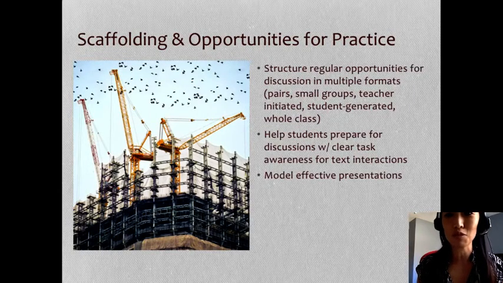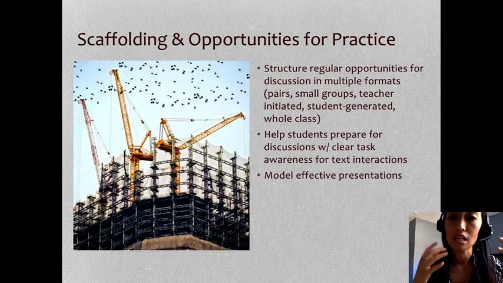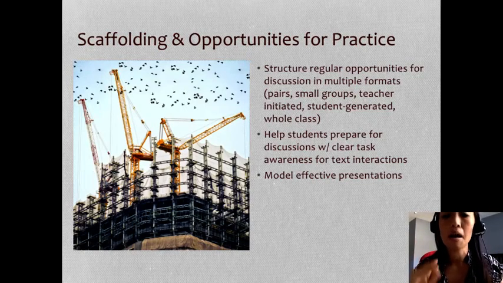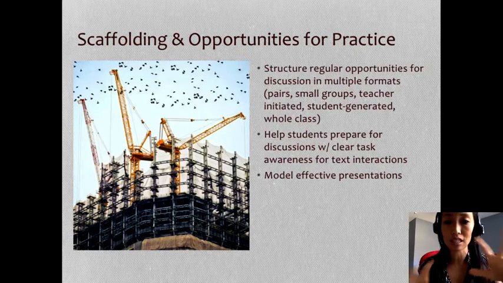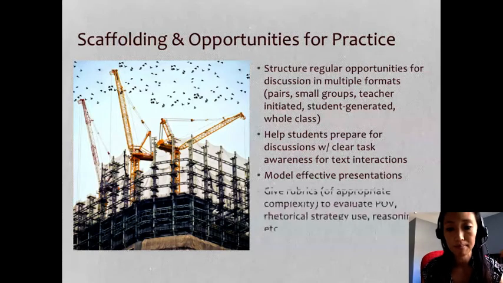We also want to model effective presentations. So we want to use visuals in our PowerPoint slides and bullets and not make things text dense, so that students understand how a PowerPoint or a presentation gets put together visually, but also how presentations get put together when we're talking and trying to engage our audience.